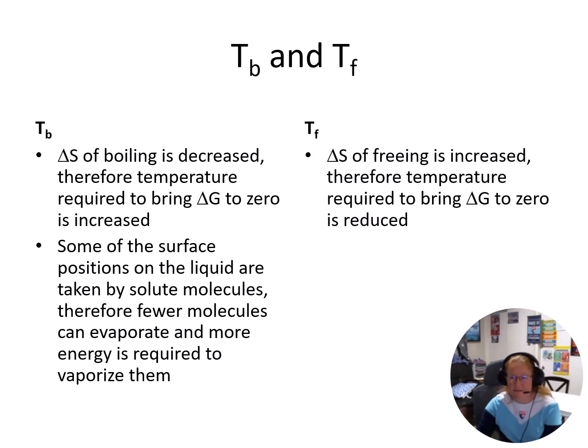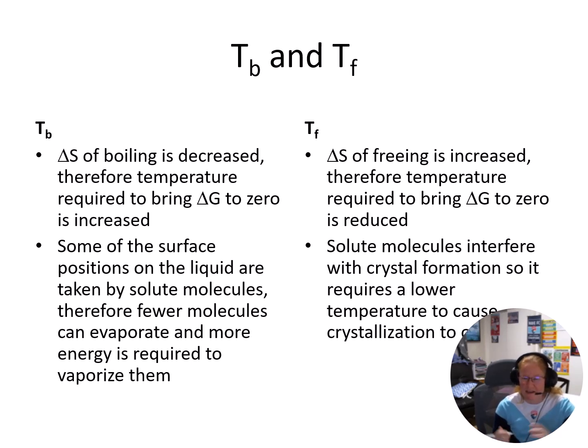For freezing, the entropy is increased because now I have all this extra stuff there. And so when I freeze, my crystal lattice is not nearly as organized as it normally is because I have all these extra things peppered throughout. And so the temperature required to get delta G to 0 is reduced. We get that interference of our solute molecules. They make it so the crystal formation is harder to do, and so we get a lower temperature. We have to get even colder to cause that crystallization to occur.